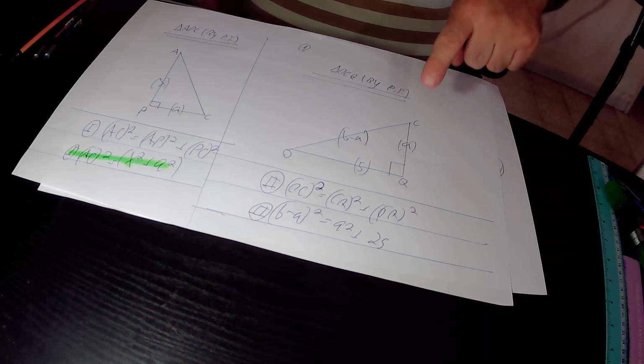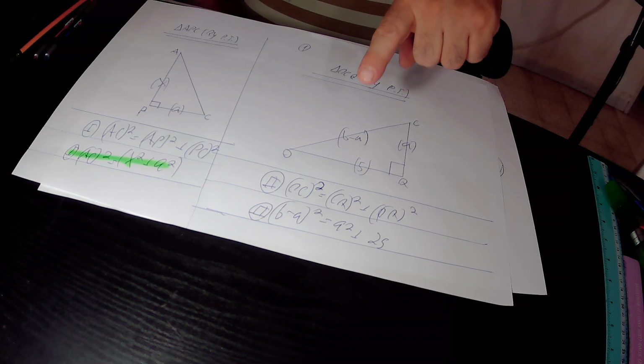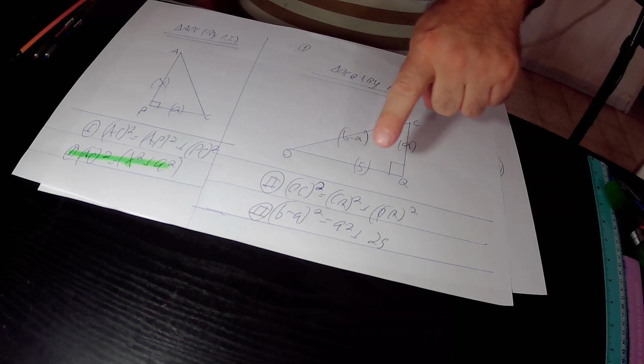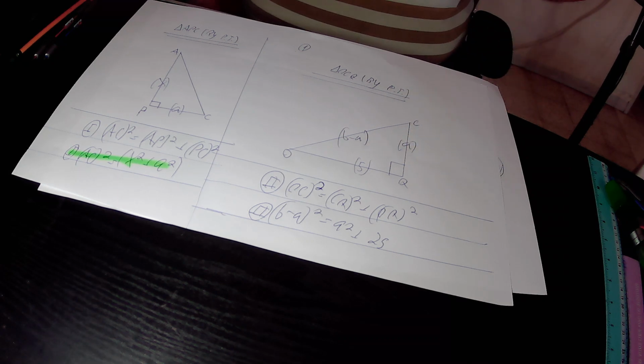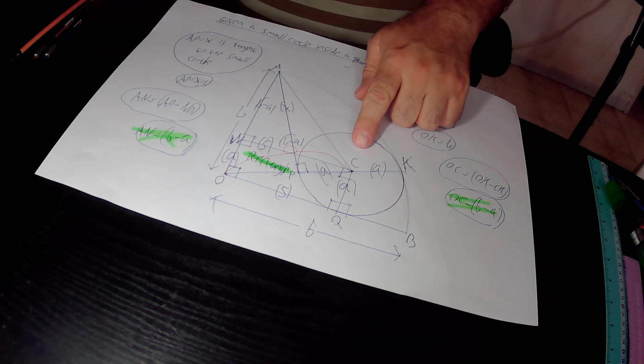QO is 5, therefore QO squared is 5 squared. So in total, according to 5 squared, that is 25. In total, according to equation 2, we shall find out that (B minus A) squared equals A squared plus 25.